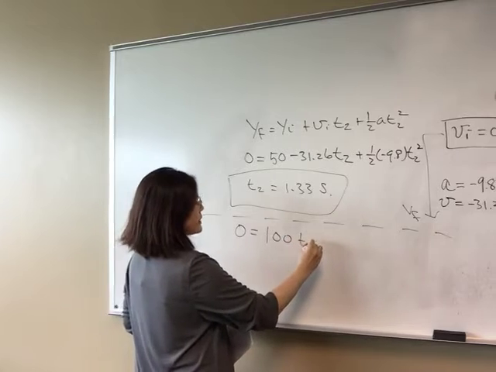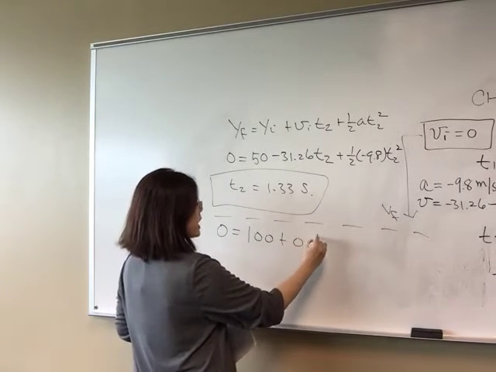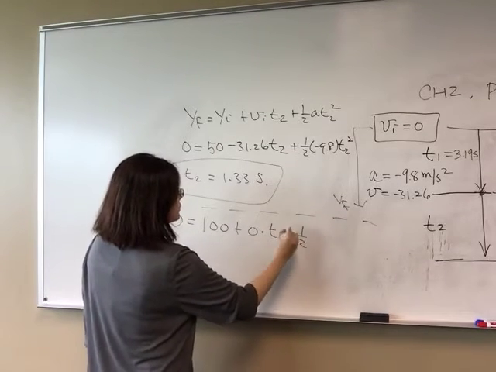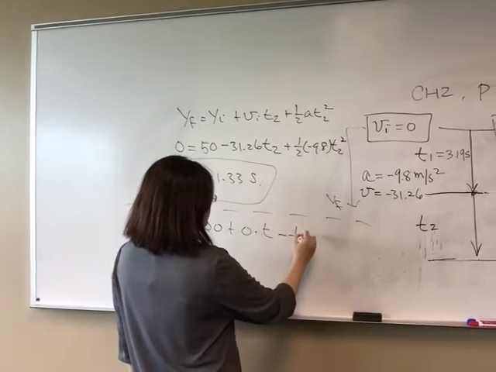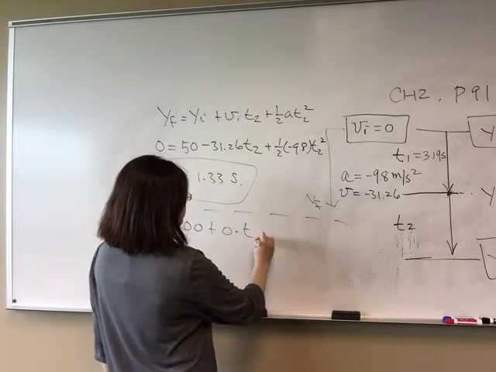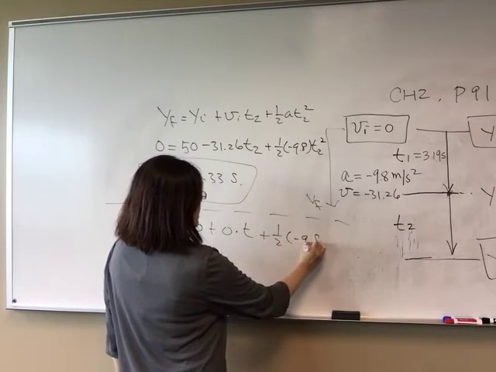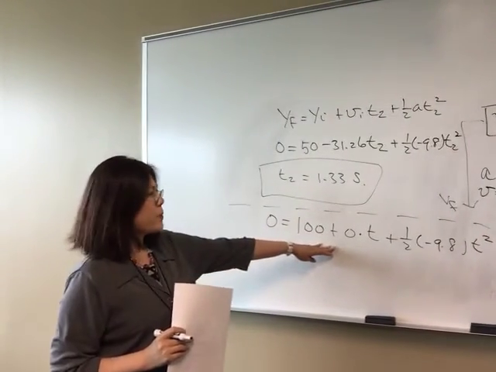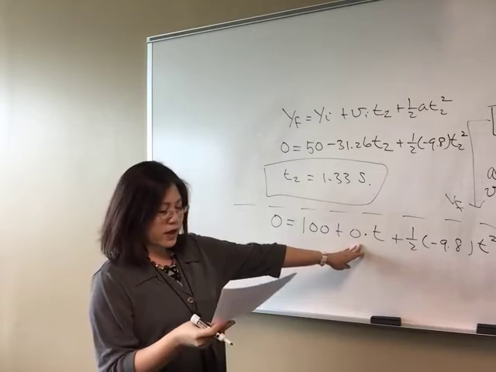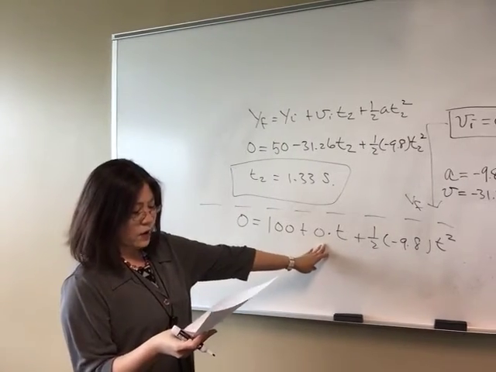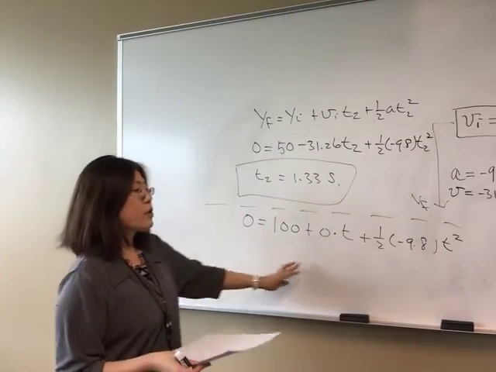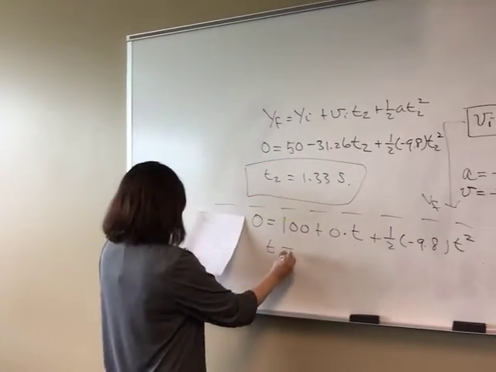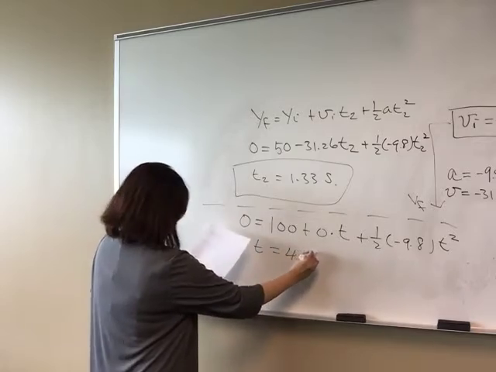And then initial height is 0 times the t, and then minus 1/2 times negative 9.8, times t squared. So you can see that this is a quadratic equation, but it's not really quadratic because the initial velocity is actually 0. So it's actually easier to calculate your t2 without going through the quadratic equation. So your t here is 4.52 seconds.